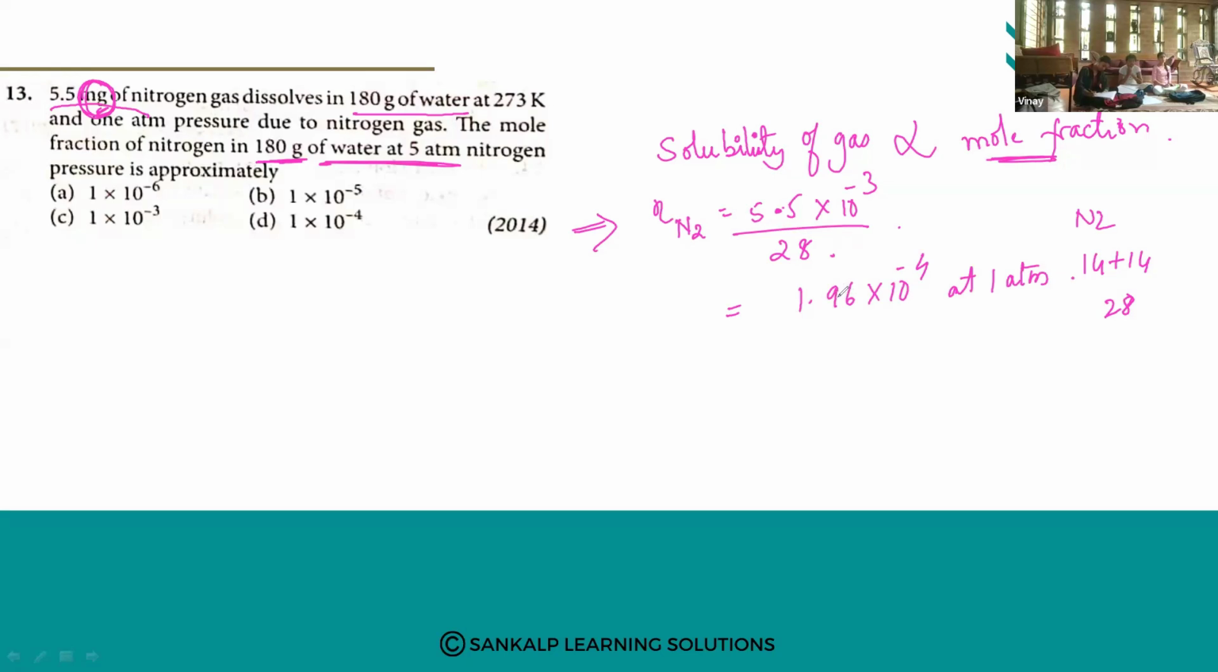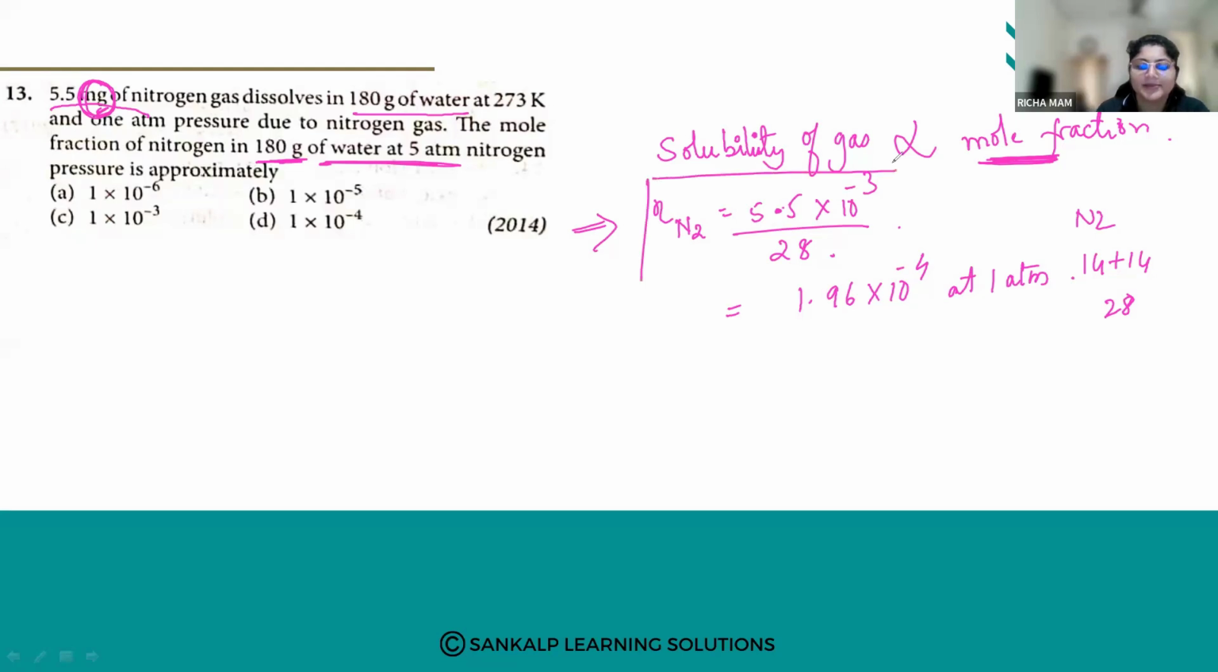Ma'am, Ks value? No, now you calculate the number of moles. First we are calculating the number of moles. Okay. So 1.9. Ma'am, after that? Now here after this, okay.